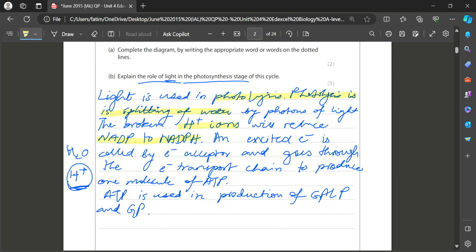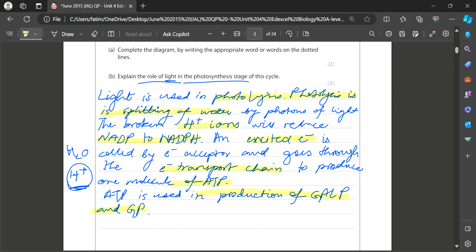And then the third mark over here would be the excited electron, and then the part of it going through the electron transport chain, and then making one molecule of ATP is one other point, and then used in production of GALP. Even though this is a stretch, it is mentioned in the mark scheme, so I think we need to explain why we need ATP and how it refers back to photosynthesis. So that's an important part.